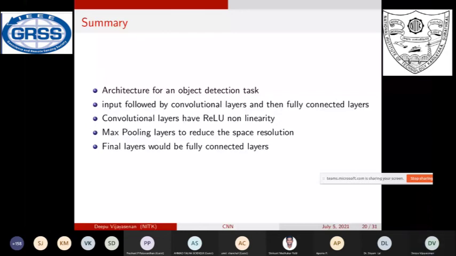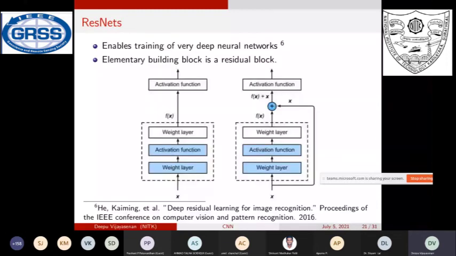So there is one more very famous neural network that came around 2015-16. This is known as ResNet, and so far people have trained things with many layers. Now this particular technique has enabled people to train much larger, deeper neural networks. So the elementary building block of what is known as the ResNets is a residual block, which is shown in the picture. Okay, so let us examine what it is.